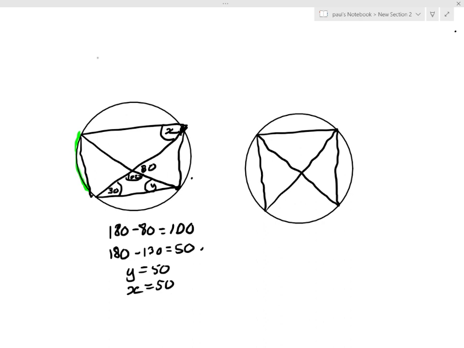Now, this one, so we'll call that 50. Let's call that 50. And let's find what x is. Can we do that with enough information? Now, if we call that 50 as well, then we know that these two are the same because they are subtended from this arc here. Therefore, x equals 50.